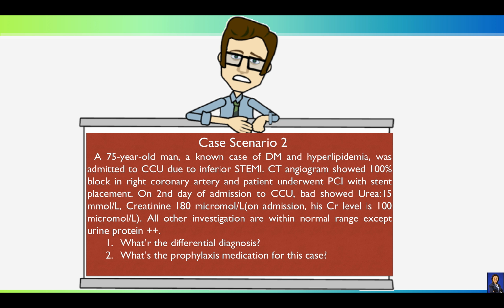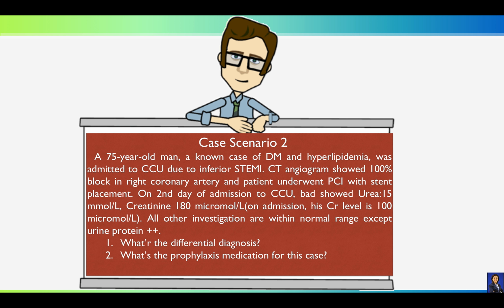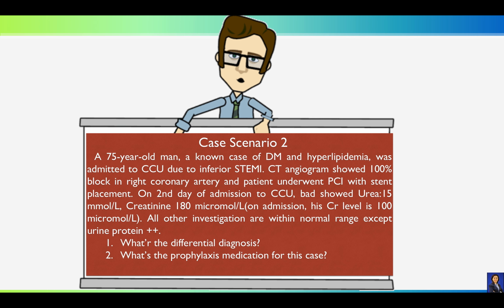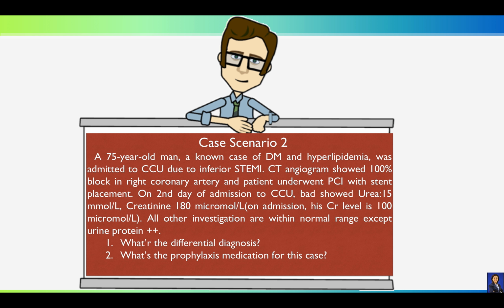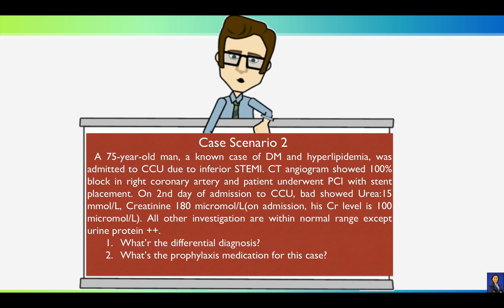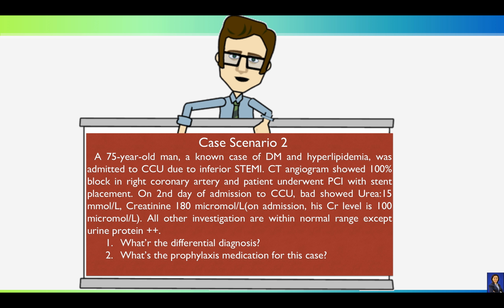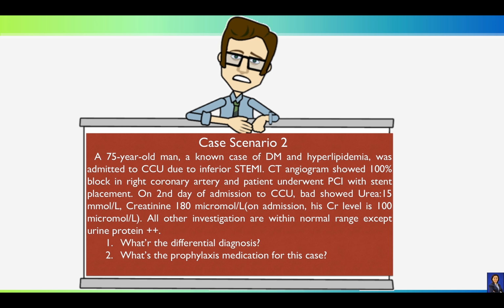So what are the prophylaxis medications to prevent contrast nephropathy? Normally radiologists can start N-acetylcysteine and sodium bicarbonate to prevent contrast nephropathy in high-risk patients, such as hypovolemic patients. You can hydrate early before the patient goes for the contrast study, and use sodium bicarbonate and acetylcysteine.